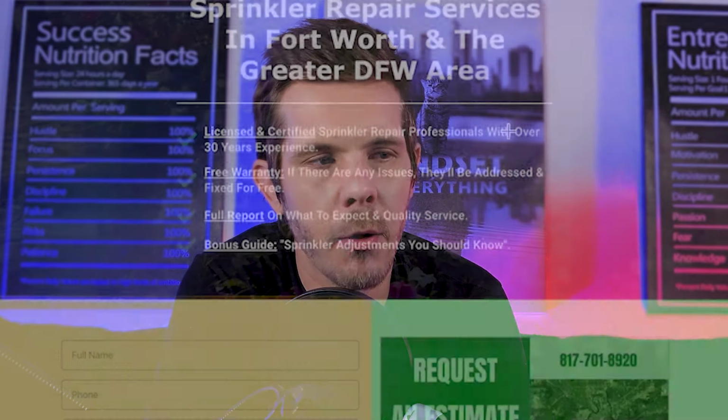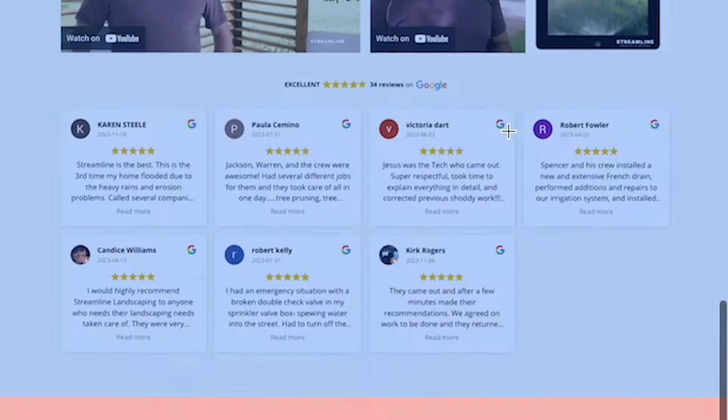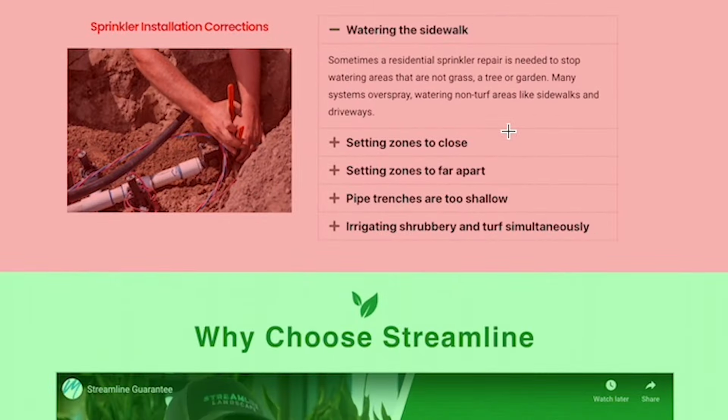This color diagram and the structure right here, the diagram kind of breaking down each section and how it's all laid out, I'm going to include that in a link in the description below if you'd like to download it and kind of walk through it. Feel free to do that.